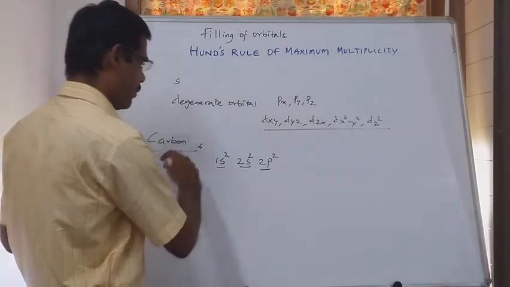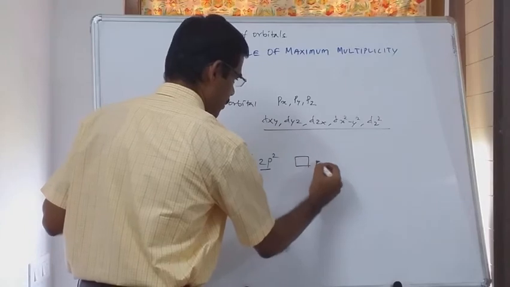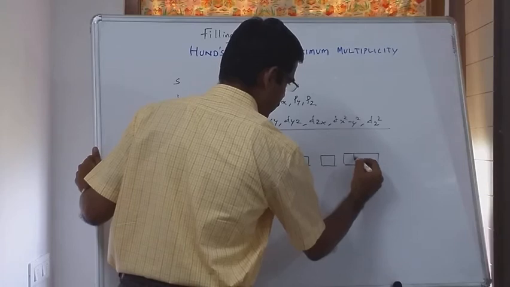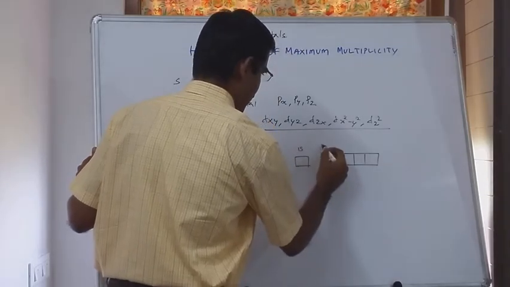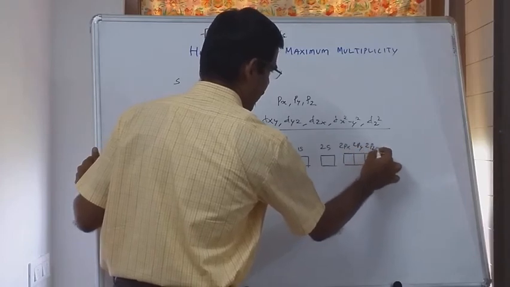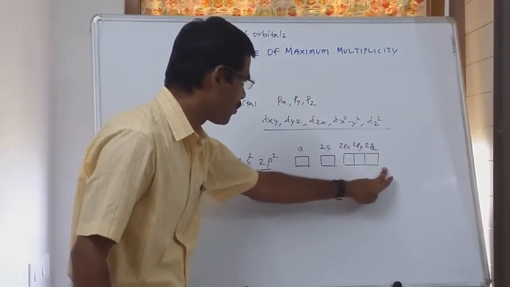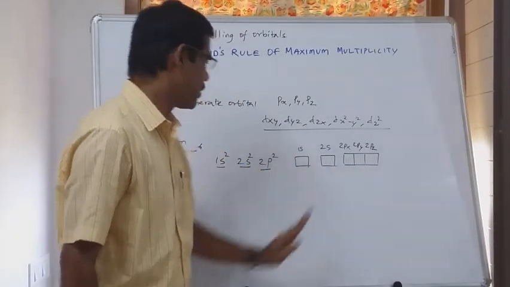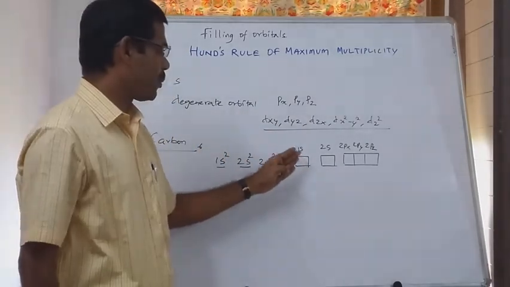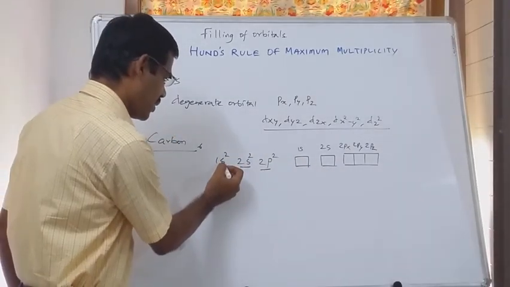Now we can draw the boxes like this. You see, this is 1s orbital, this is 2s orbital, this one is 2px, this is 2py, 2pz. So these are the three orbitals. I mentioned a degenerate orbital. These are the three degenerate orbitals of p which have the same energy. Regarding orbitals, we have a special video about the shapes of the orbitals. Do watch that. See, 2 electrons are present in 1s orbital.